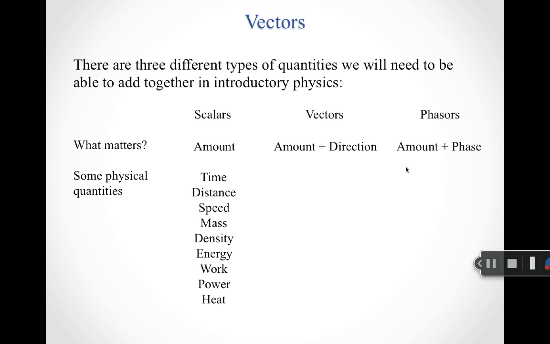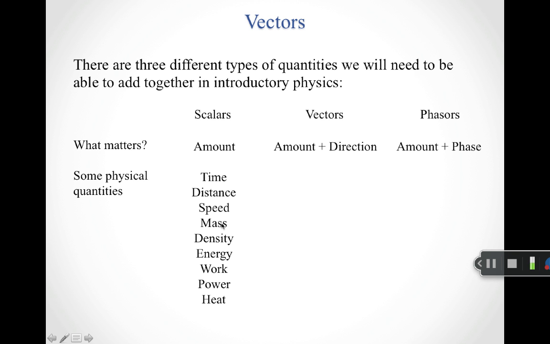So scalars, well, time is a scalar, right? We think about time always moving forward, but of course that forward isn't really a direction. Distance is a scalar. It's just a statement of how far something traveled. Speed is a scalar. How fast is something going? None of those by themselves care about direction.